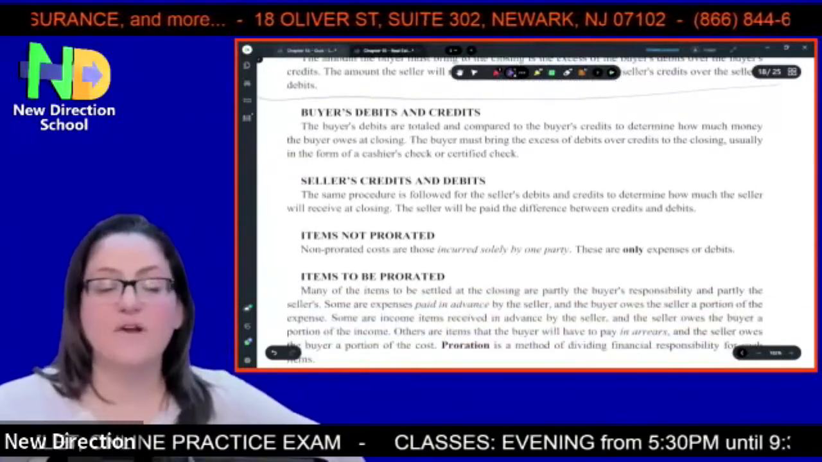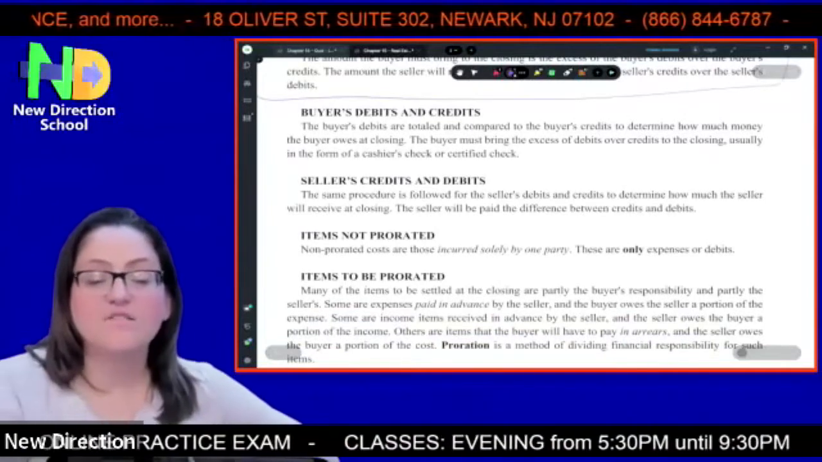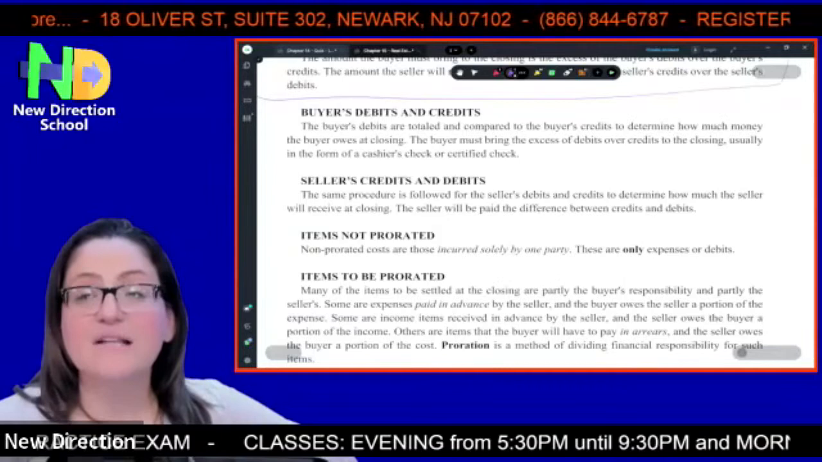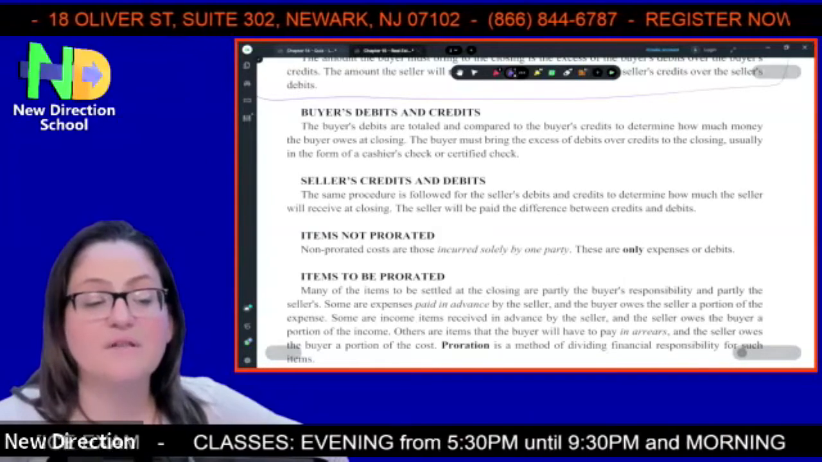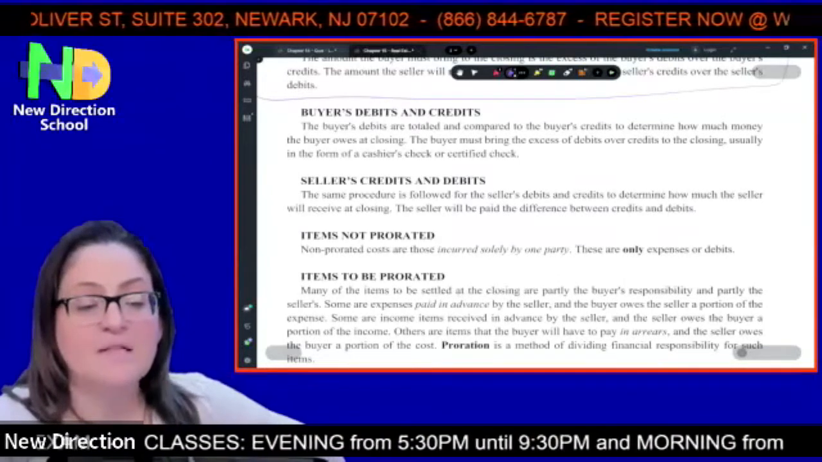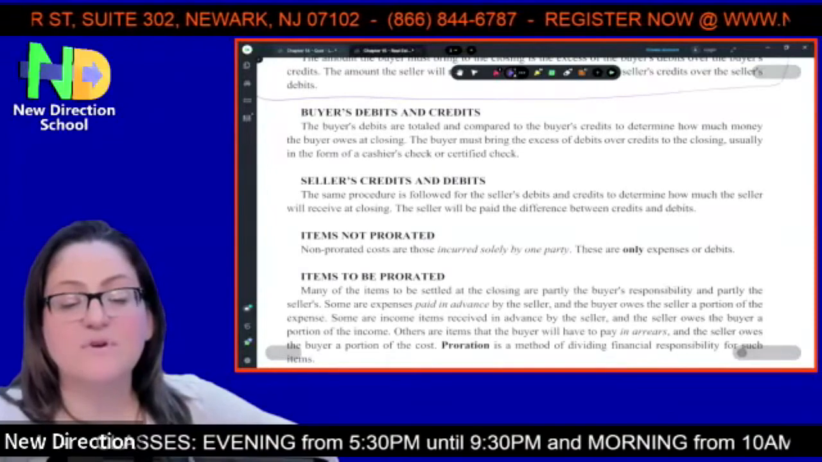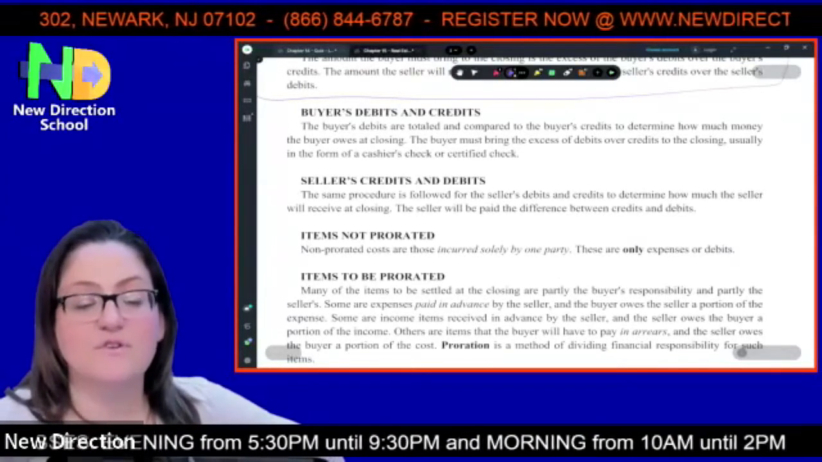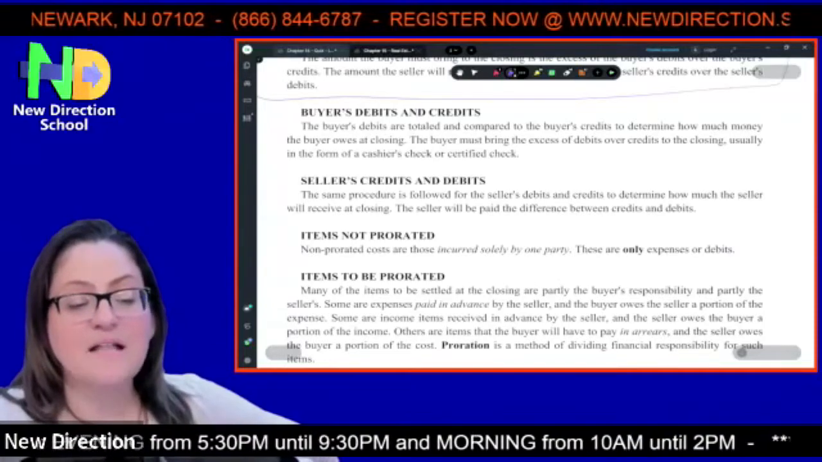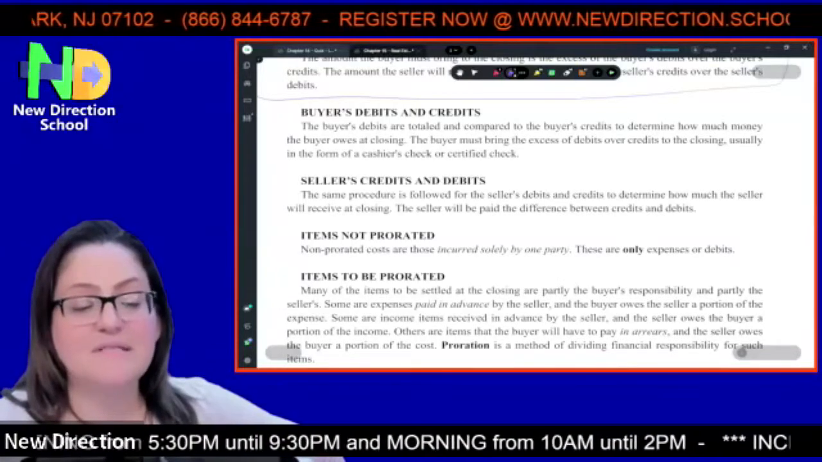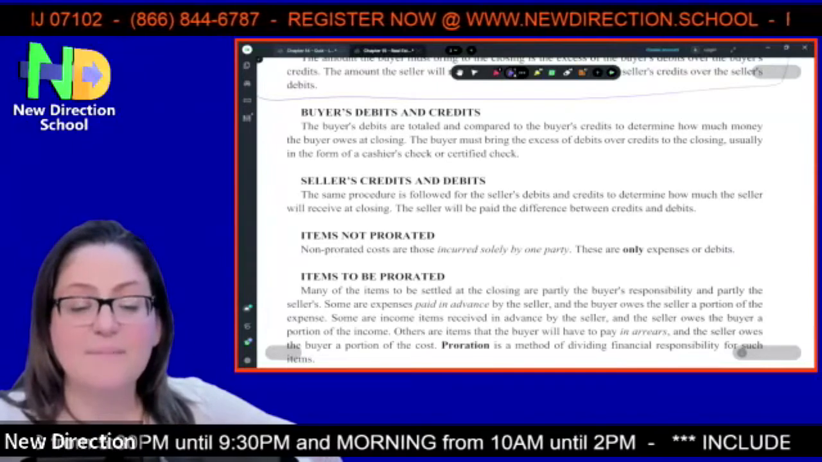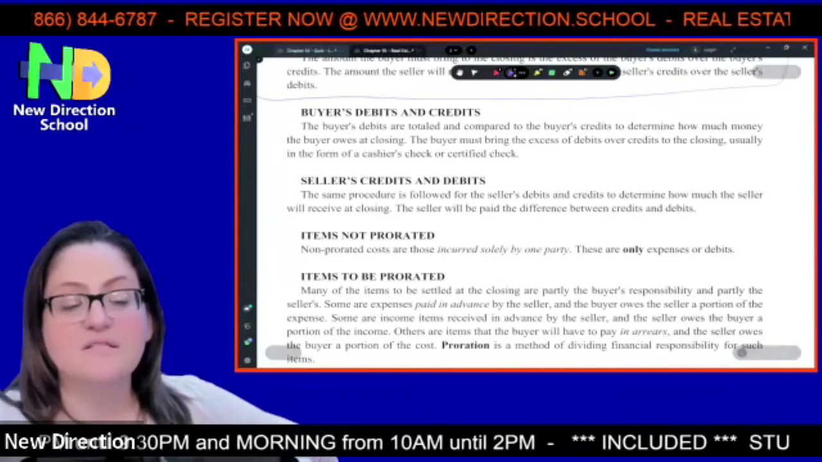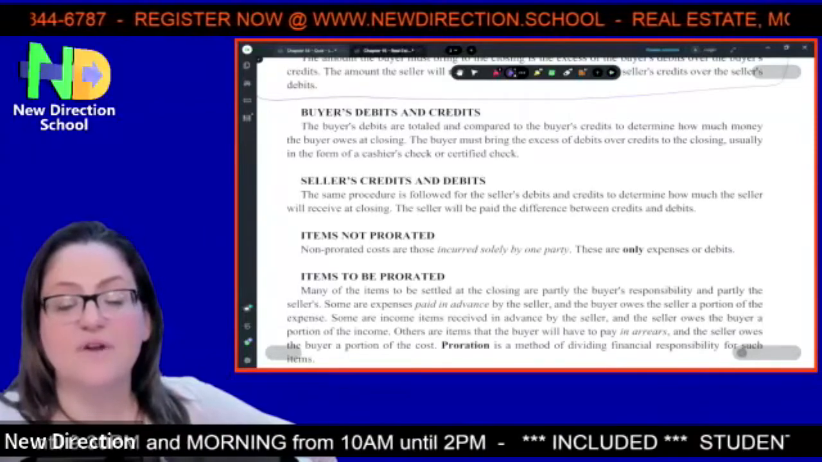Buyer's debits and credits. The buyer's debits are totaled and compared to the buyer's credits to determine how much money the buyer owes at closing. The buyer must bring the excess of debits over credits to the closing, usually in the form of a cashier's check or certified check. Seller's credits and debits. The same procedure is followed for the seller's debits and credits to determine how much the seller will receive at closing. The seller will be paid the difference between the credits and debits.